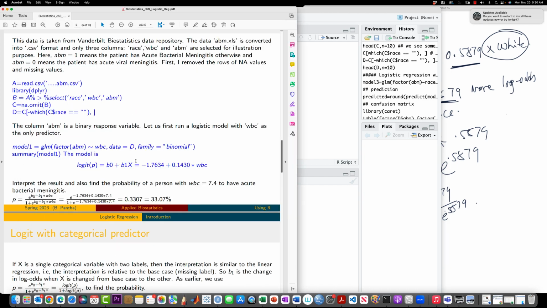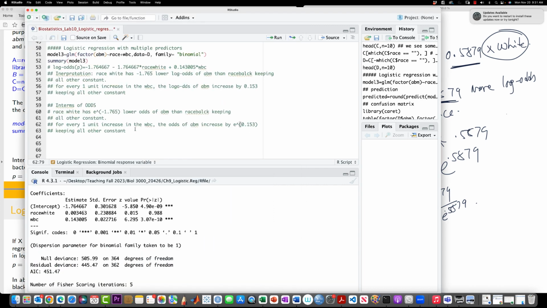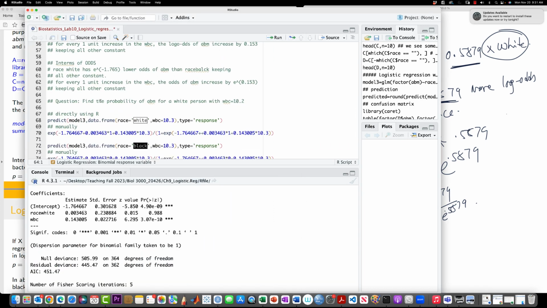But if you want to find the probability again, so for example, interpret the result and also find the probability of a person with WBC equals 7.4 to have acute bacterial meningitis. Oh, by the way, let us see what I have done here. The question is, find the probability of ABM for a white person. The person is white and WBC is 10.3. What is the probability that the person has acute bacterial meningitis?